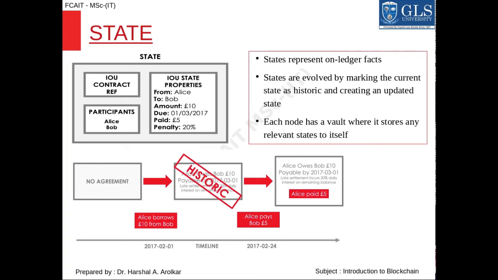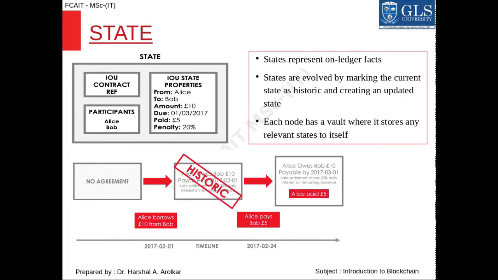$10 payable by 2017 3/1, that is 1st of March 2017, and late settlements will be charged 20% daily. This is the information that is provided by that state. Now, assume that after some time, Alice pays Bob £5, and that happens on 24th February 2017. As Alice has already paid Bob the £5, we copy the previous state and create a new state out of it, and we mark that state with the sequence statement which is mentioned over here as Alice paid £5, and the date can also be mentioned.